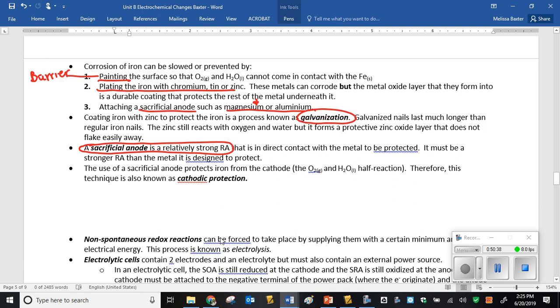So using a sacrificial anode will protect the iron. That means it will react instead of the iron. On one of those mock diplomas, there was that question with the indicator that could be blue or pink, and you had to determine whether just the oxygen and water were going to react or whether the iron was going to react as well.